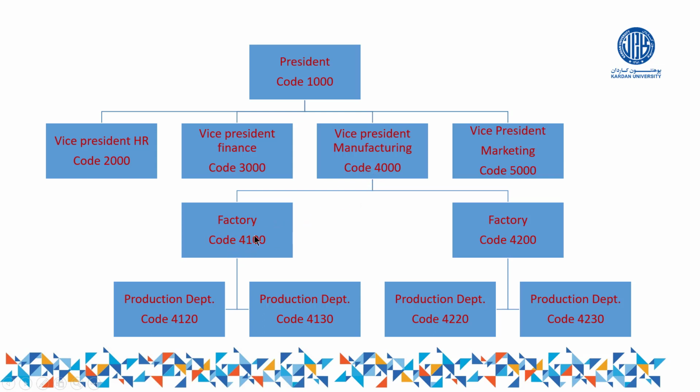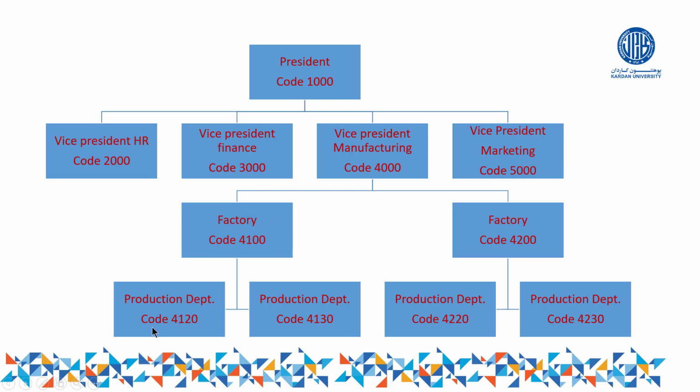For example, 4001, 4002, 4300, 4400, 4500, up to 4999. Then above 4999, it becomes 5000, and it goes to the other vice president, which is the vice president of marketing.